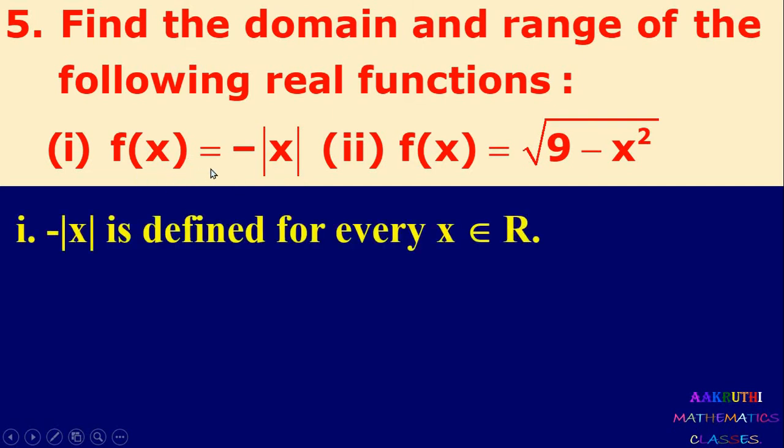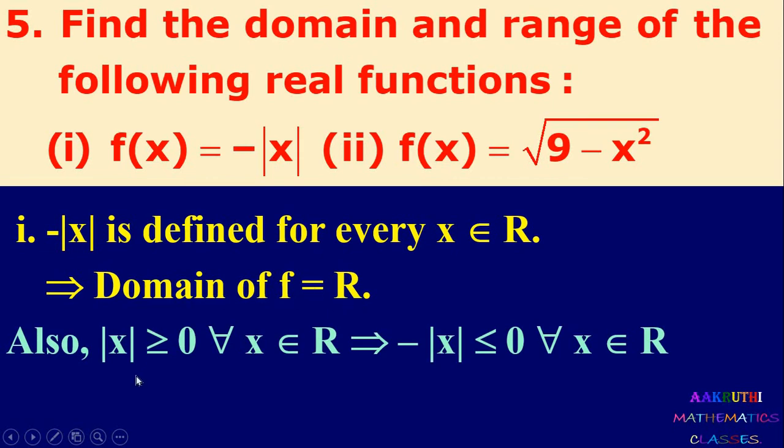Now here first function is f of x, it is minus mod x. Now here mod x is defined for all the real numbers. Similarly, minus of mod x is also defined for every x belongs to R. So we can substitute any value for x. Therefore, domain of the function is set of real numbers. Minus mod x is defined for 0, 1, 2, 3 or fractions, or minus 1, minus 2, minus 3 also. Therefore, domain of the function is set of real numbers.